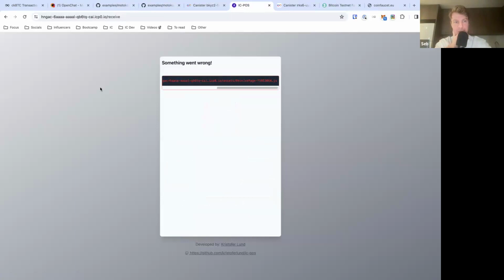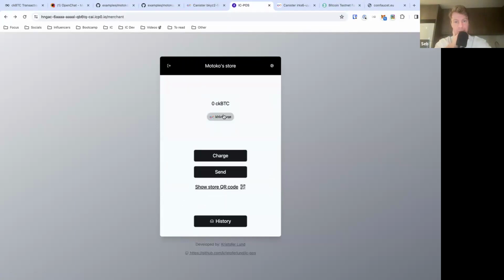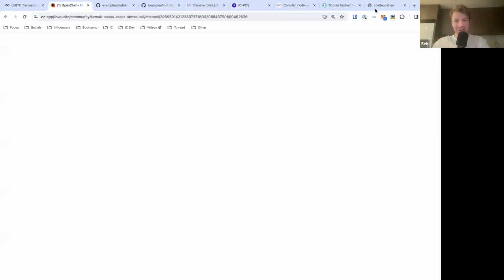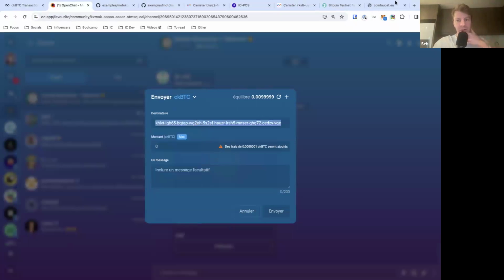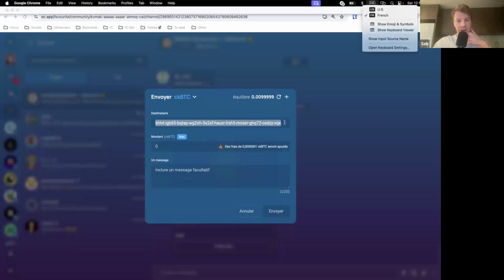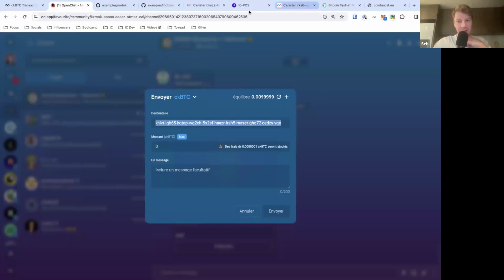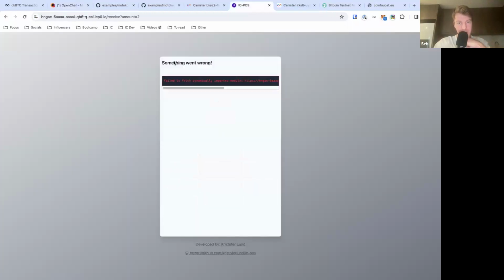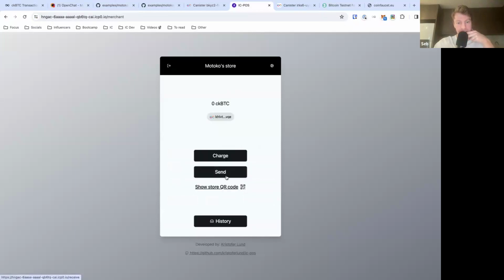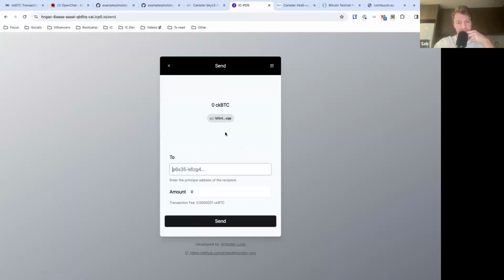Ah, we are not able to generate the QR code. Well, this is my address. I'm going to try something. So this is my Motoko store, and I'm going to see. Ah, no, it's not going to work because, wait. This is a principal, it's not an account. I'm not sure how they... it seems that it's a little bit... Okay, it's working with principal.